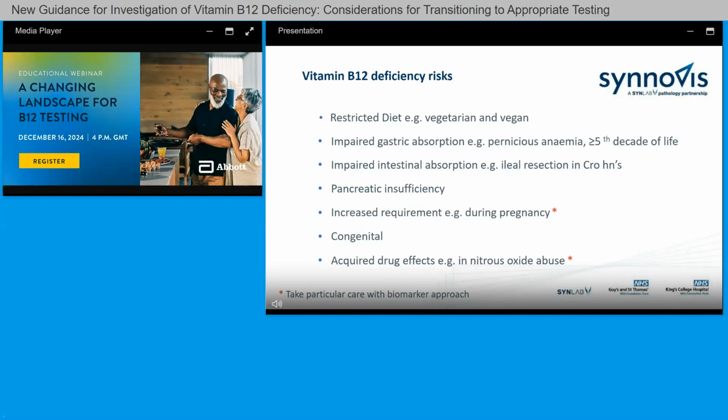Most B12 is absorbed in the ileum. If you have had an ileal resection, for example in Crohn's disease, you will have impaired intestinal absorption. Good pancreatic function is also critical for efficient absorption of B12. There are a number of congenital disorders that may confer a deficient state. During pregnancy, there is an increased risk of deficiency because you have an increased requirement for the vitamin. Or there are a number of acquired drug effects, for example, in nitrous oxide abuse.